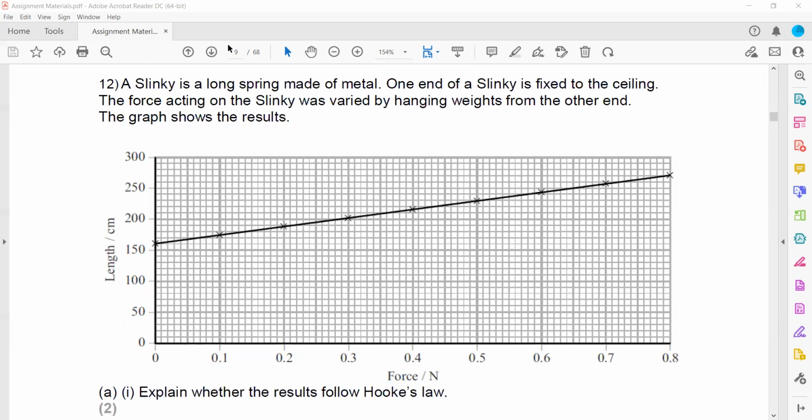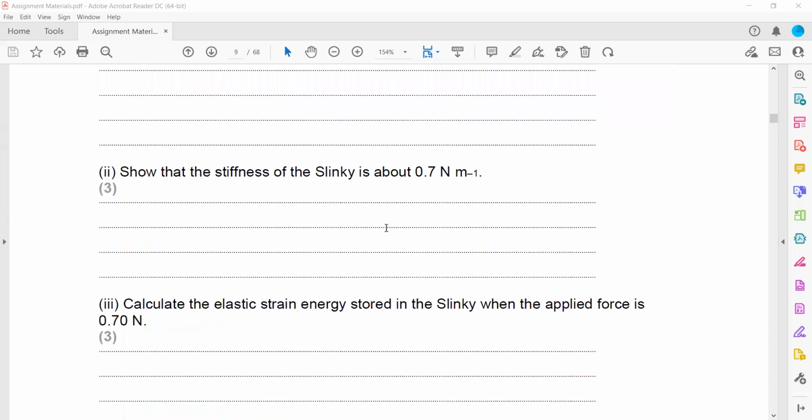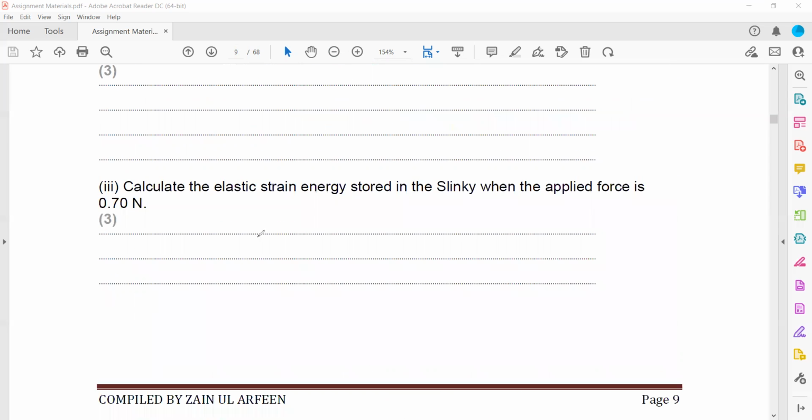So when you check the graph for a force of 0.7, the length is 260. And this was 160. So 260 minus 160, that's equal to 100. 100 centimeter, or we divide by 100, so it will be equal to 1 meter. So it will be half force into extension.